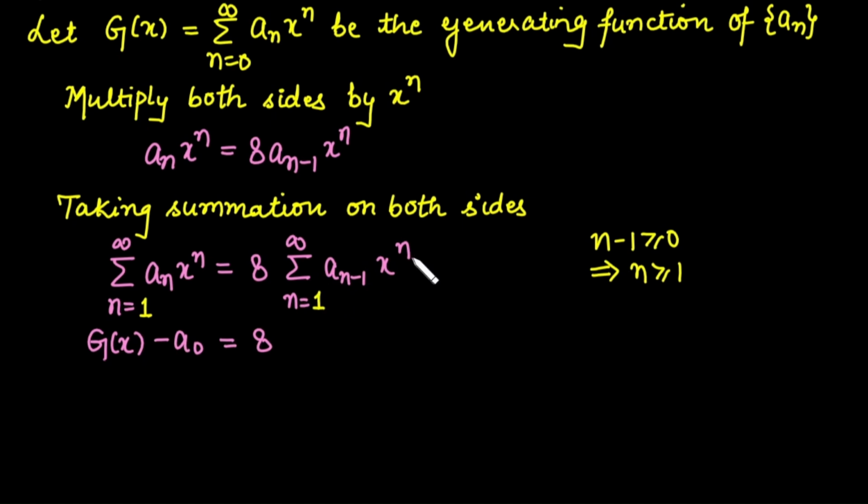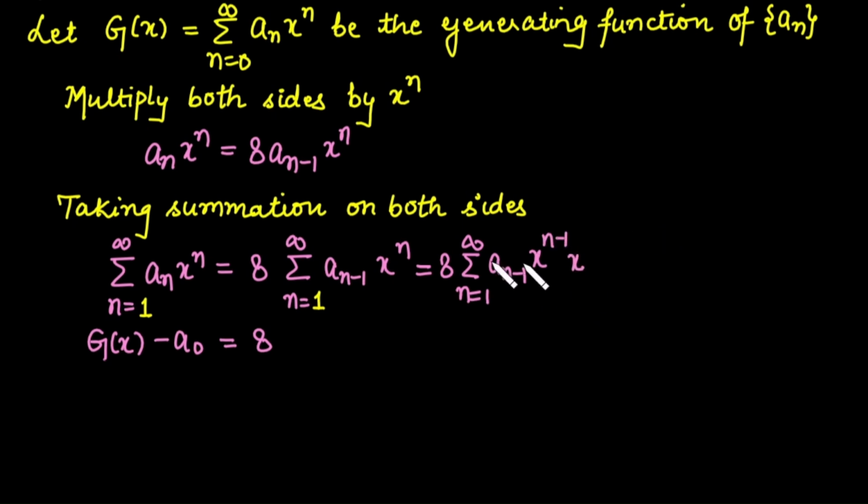So here index is not same. Let's create that one first. Summation n from 1 to infinity a_(n-1) x raised to power n minus 1 into x. We can take x outside as it doesn't depend upon n. So we can write 8x summation n from 1 to infinity a_(n-1) x raised to power n minus 1.